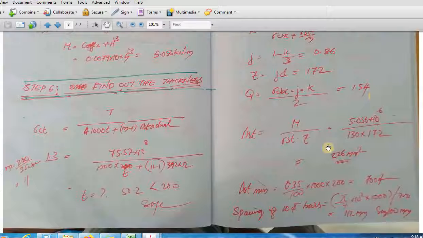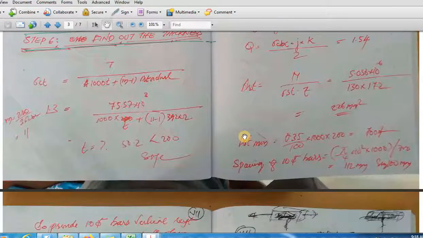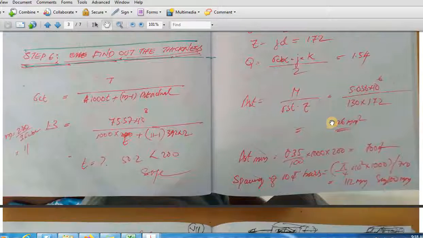So having calculated all these things, Ast for this vertical reinforcement is equal to M divided by sigma st into z. Sigma st is 130, z we calculated 172. So you will get 226 millimeter square. Okay, so Ast minimum is 0.35 by 100, so we will get 700 millimeter square.